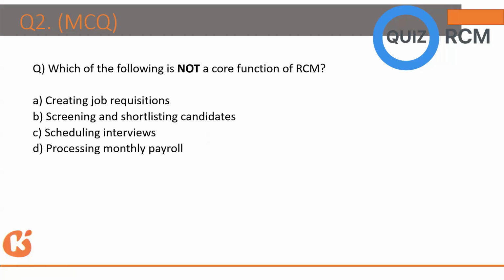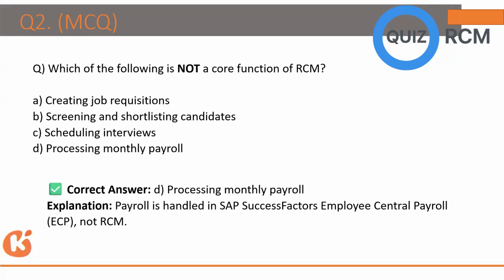Which of the following is not a core function of RCM? A, creating a job requisition. B, screening and shortlisting candidates. C, scheduling interviews. D, processing monthly payroll. D. Processing monthly payroll. Yes, the correct answer is D. Explanation: the payroll is handled in SAP SuccessFactors Employee Central Payroll, ECP, not in RCM.